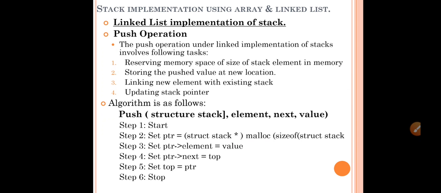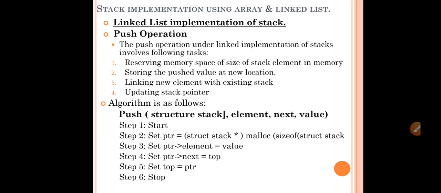So next we see the linked list implementation of stack. First the push operation. You know linked list, right? A linked list is a collection of data elements called nodes. Nodes have two parts: the first one is the info part and the second is the next part, the next pointer. Info contains the data values or data elements, and next contains the next node's address. So that is called a linked list. Now we see the push operation of the linked list implementation.